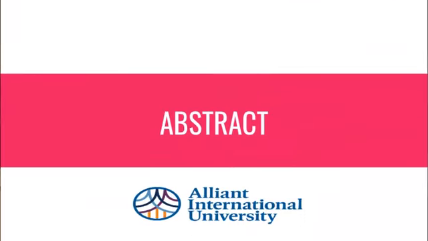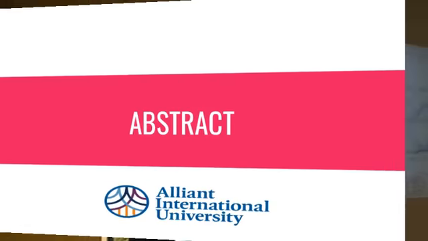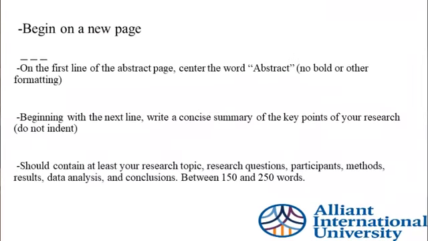So we'll start with the abstract. The abstract will begin on its own separate page, and it will have the title abstract, no bold or other formatting. It is common for students sometimes to want to make things fancy, having different fonts, bolding, italicizing. To stick with APA formatting, according to the manual, it is only abstract, not bolded, not italicized. You'll begin on the next line with a concise summary of the key points of your research, and you will not indent the first line of that abstract.